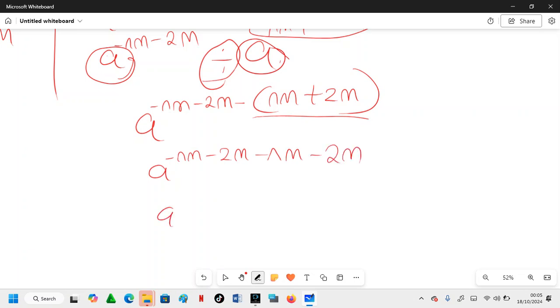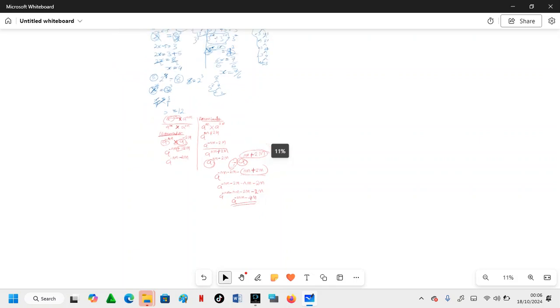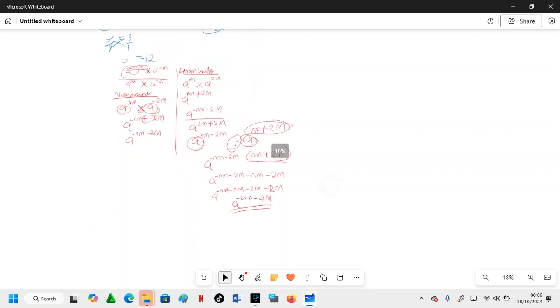You can collect the like terms. A is negative nm minus nm minus 2m minus 2m, so that we have a final answer as a power negative 2nm, and then minus 4m, right? And again, I hope you are able to get that answer because it means you actually understood what we did, right?